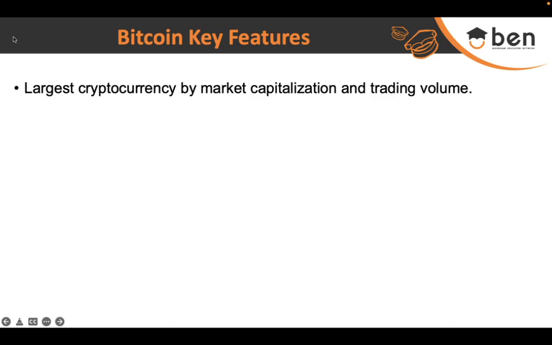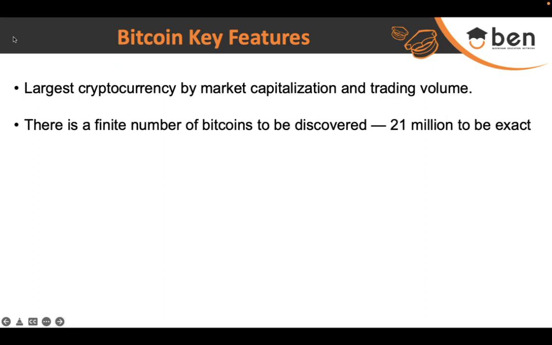Bitcoin is the largest cryptocurrency by market capitalization and also trading volume. Till now, Bitcoin is the most popular cryptocurrency out there. And there is one point: in cryptocurrencies, the total number of coins is always fixed. For example, in the case of Bitcoin, it is 21 million. So only 21 million bitcoins will ever be created.